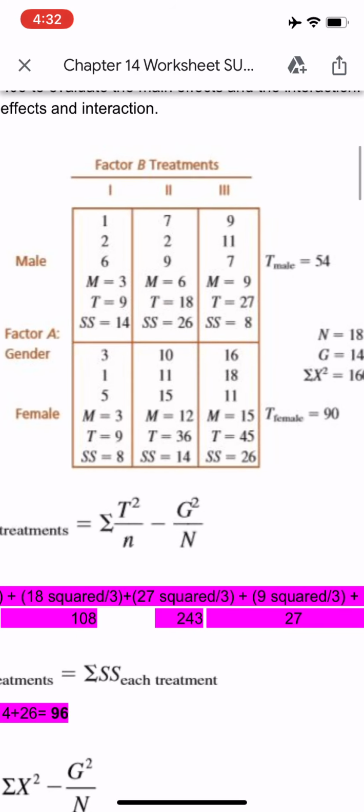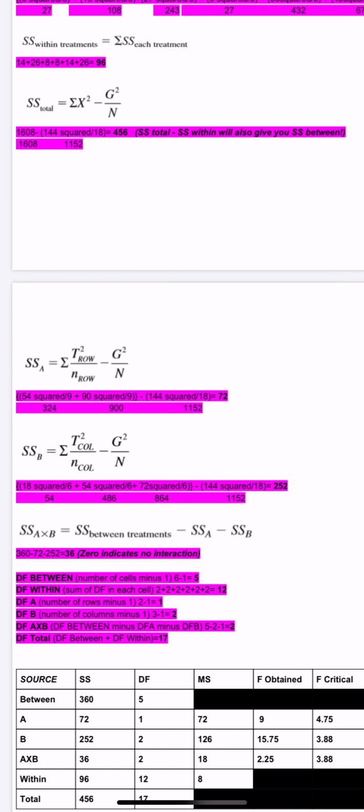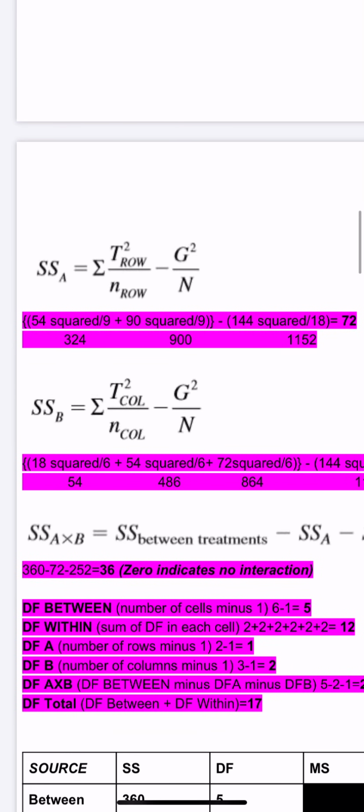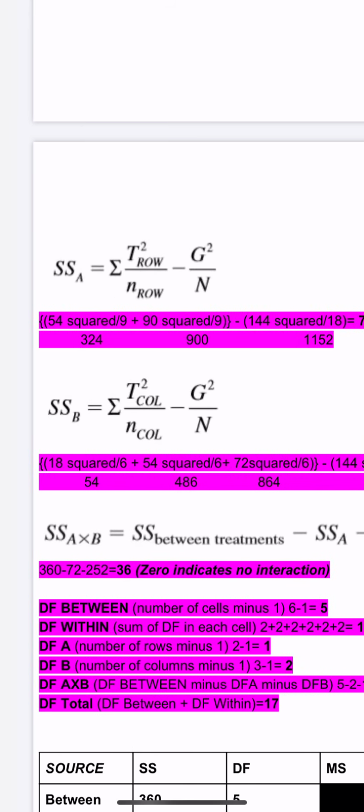So here they gave us the totals for the rows. They didn't give us the totals for the cells. So all you have to do is do 9 plus 9. You get T1, T of treatment 1. 18 plus 36, T of treatment 2. 27 plus 45, the T of treatment 3. And then it's the same way we just did SSA. You're just using those values. So you just plug them in, just like this, and you'll get 252.